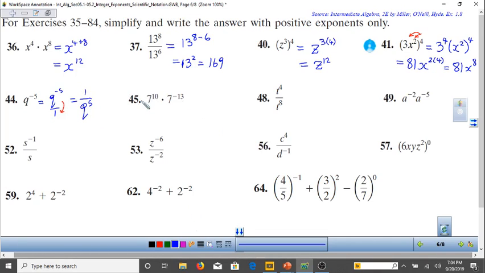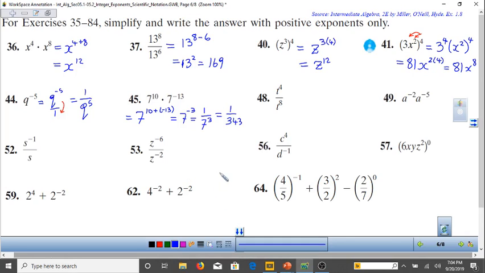Once again, since we are multiplying two numbers with the same base, I simply add the exponents. 7 to the 10 plus negative 13. Well, 10 plus negative 13 is negative 3. So that means I can then flip this and have 1 over 7 cubed. I'm going to put a slash through my 7. And so 7 times itself 3 times is 343. So we have 1 over 343, and we're done here.